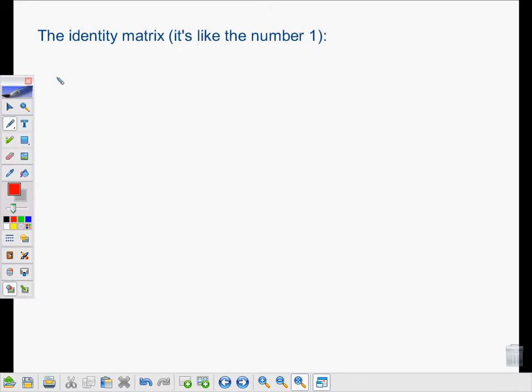Well, that sounds confusing. Let's look at it just with numbers. This is why it's like the number 1. If I take 1 times 3, that just gives me 3. If I take 1 times 4, that just gives me 4. 1 times 5. That just gives me 5. Okay? That's how the number 1 works as a multiplier to a number.